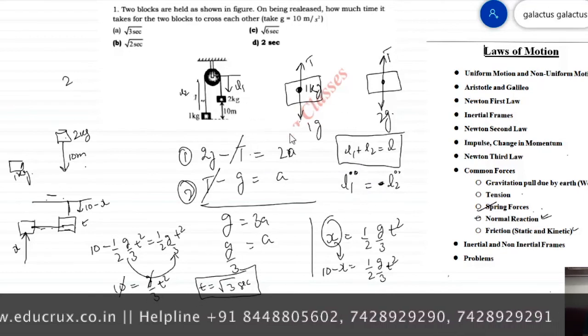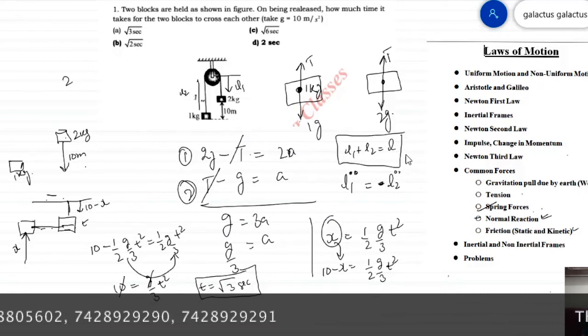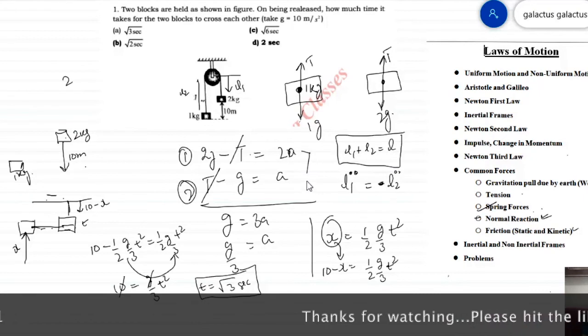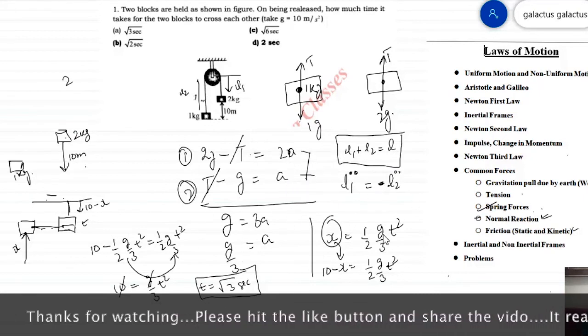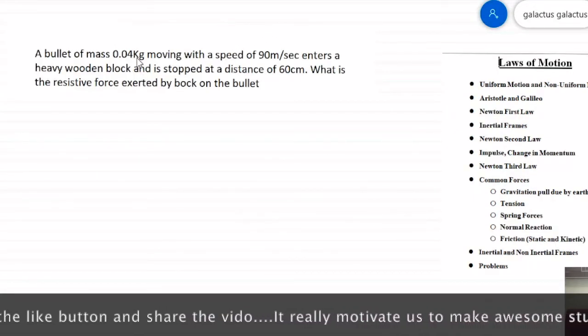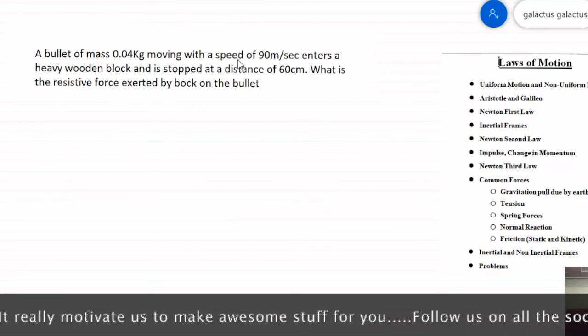And we have to just draw the FBD and keep in mind what the constraints are, formulate the equation, solve for the acceleration, and then just apply kinematics. So let us now try to solve this very elementary question on Newton's laws of motion.